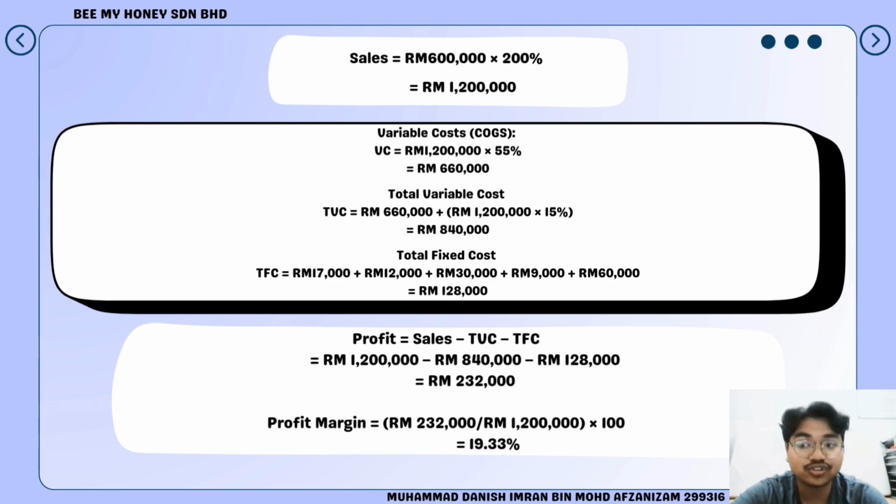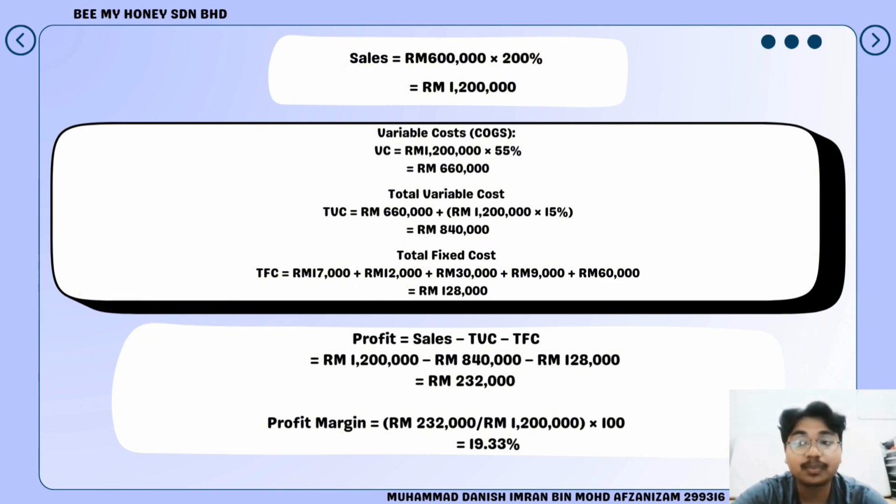Next, we calculate the cost. Variable costs: the cost of goods sold is 55% of sales, which is 660,000 ringgit. Adding another 15% in variable costs, we reach a total of 840,000 ringgit. Next is fixed cost. This includes expenses like rent, salaries and overhead. Adding them up: 17,000 ringgit, 12,000 ringgit, 30,000 ringgit, 9,000 ringgit, and 60,000 ringgit, we arrive at a total fixed cost of 128,000 ringgit.